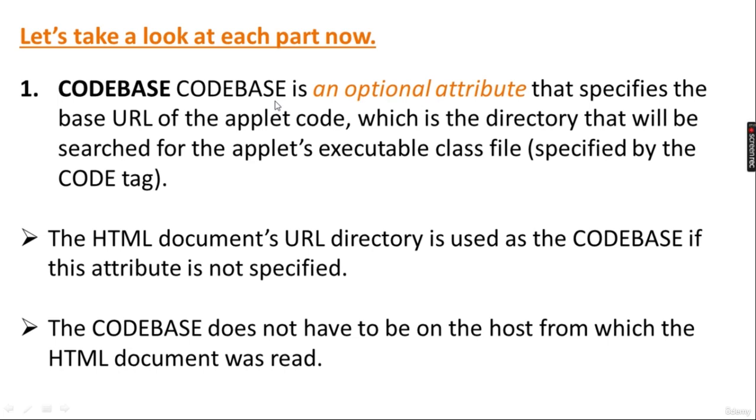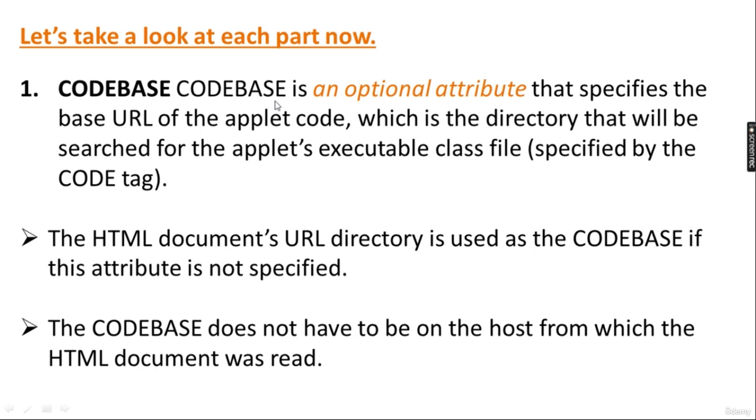So what is the codebase? It is optional. It is not compulsory. Second, it specifies the base URL of the applet code, which is the directory that will be searched for the applet's executable class file. So whatever is important to run this particular applet, that directory will be searched. Then the HTML document's URL directory is used as the codebase if that attribute is not specified. So the default value is the HTML document's URL directory.